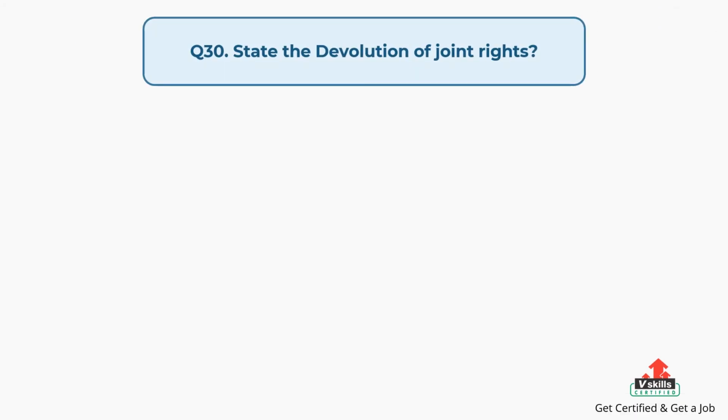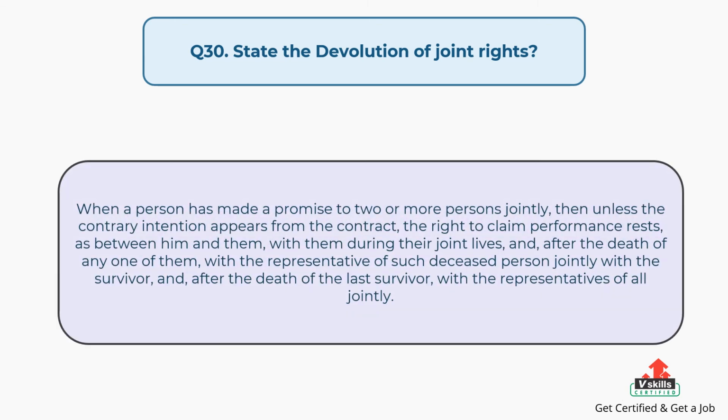Question number 30. State the devolution of joint rights. The answer is, when a person has made a promise to two or more persons jointly, then unless the contrary intention appears from the contract, the right to claim performance rests, as between him and them, with them during their joint lives, and, after the death of any one of them, with the representative of such deceased person jointly with the survivor, and, after the death of the last survivor, with the representatives of all jointly.